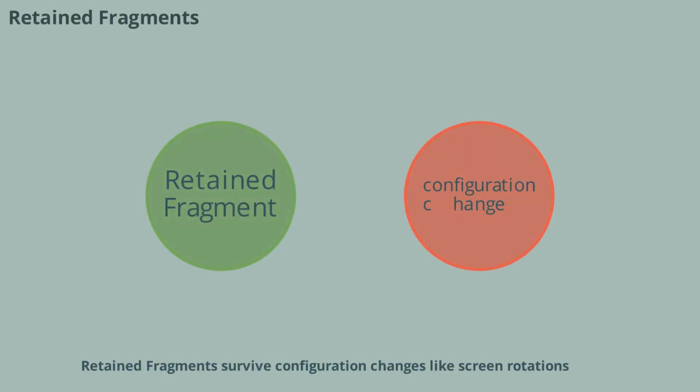Retained fragments survive configuration changes, like screen rotations, by setting setRetainInstance(true) in onCreate. This preserves data and state, preventing fragment destruction and recreation. Retained fragments are useful for maintaining long-lived data across lifecycle changes.